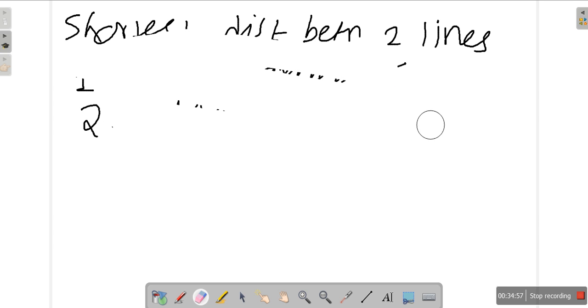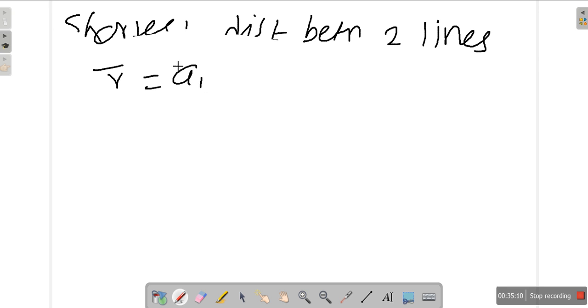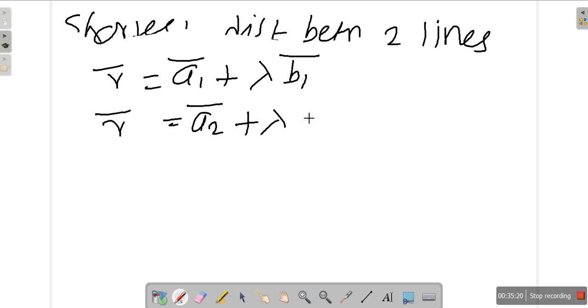Now let us define two lines. Let us see the first line as r bar equal to a1 bar plus lambda b1 bar, and the second line is say r bar is a2 bar plus lambda b2 bar. Now please note that b1 and b2 are the vectors along the line. The shortest distance is always perpendicular distance.